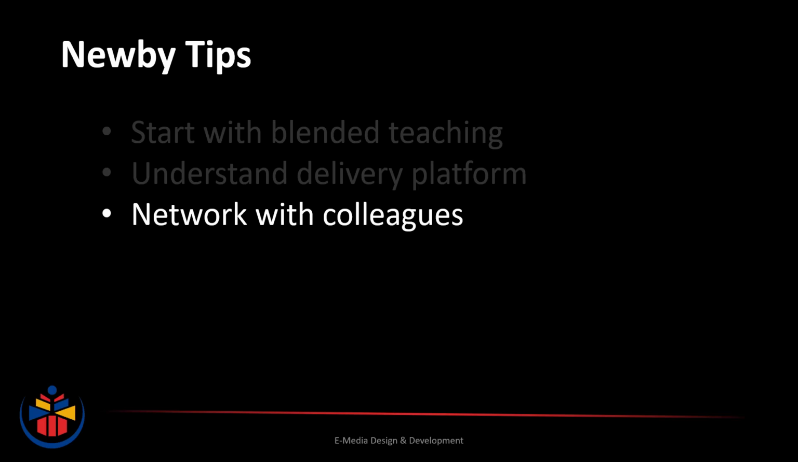Network with your colleagues. Have discussions around the coffee machine and talk about what works in your subject and what doesn't work in your subject. You'll be amazed how much you can learn from your colleagues and how many things they come across in their day-to-day searches for solutions.